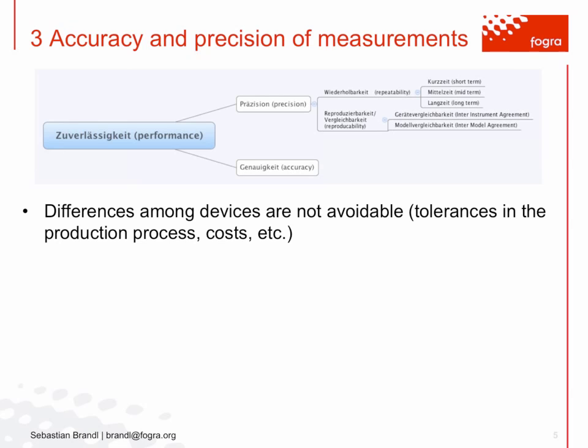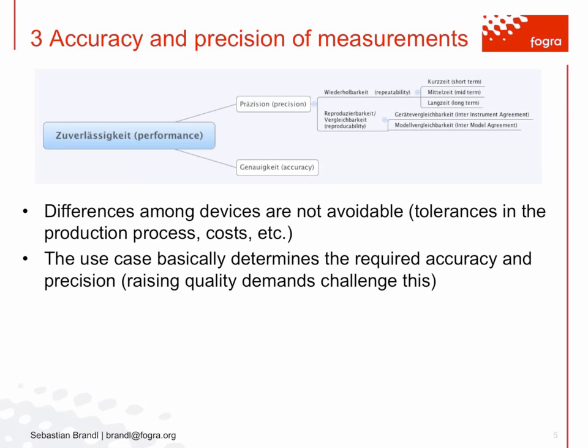Those tolerances come from different production processes and, of course, costs. You see there are 20,000 euro tabletop devices, and there are much cheaper handheld devices. Therefore, it is not avoidable to have zero differences. The use case basically determines the required accuracy. So you need to know your application, and then you can see what the required accuracy is.